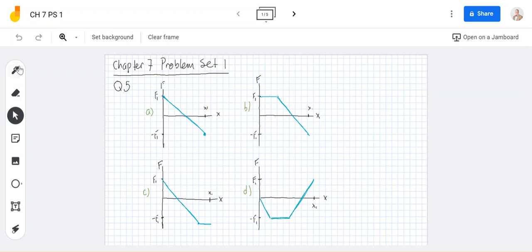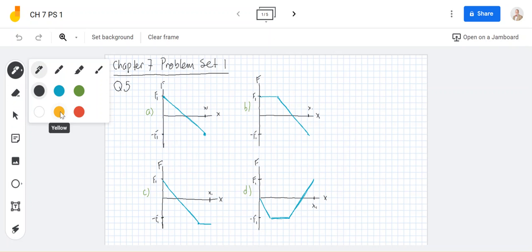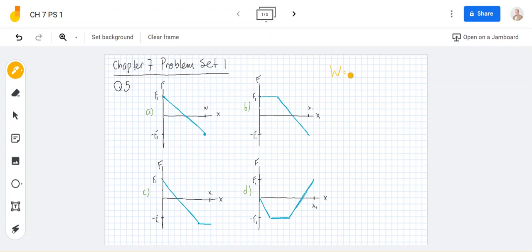All right, so we're trying to find the work done. Nice and easy one to start with. The thing we know is that the work done is equal to the area of the F versus x graph. Colloquially we say area under, but what we really mean is the area between your graph line and the axis.